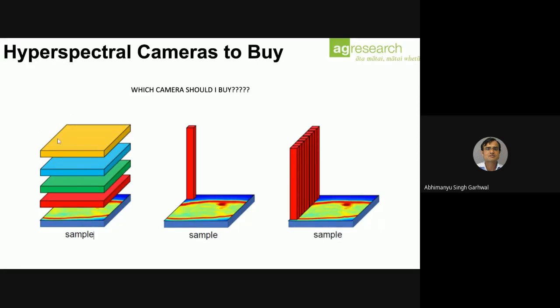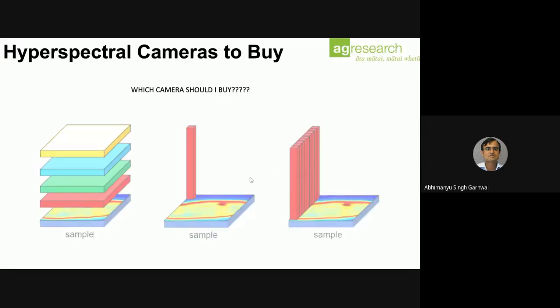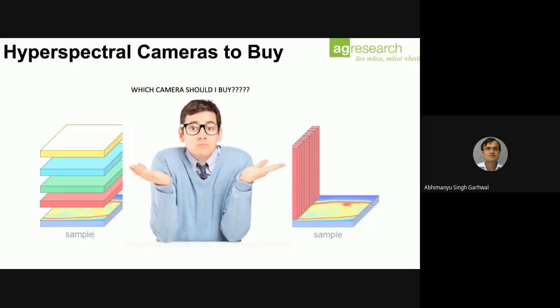So why is this? Because there are three kinds of hyperspectral camera. The first one is snapshot, which captures the whole image at once. The second one is pixel by pixel, which scans one pixel at a time. And the third one is line scan, which scans one line of pixels at a time. So we have to make a trade-off among three things. Again, I don't know, it depends on the application.